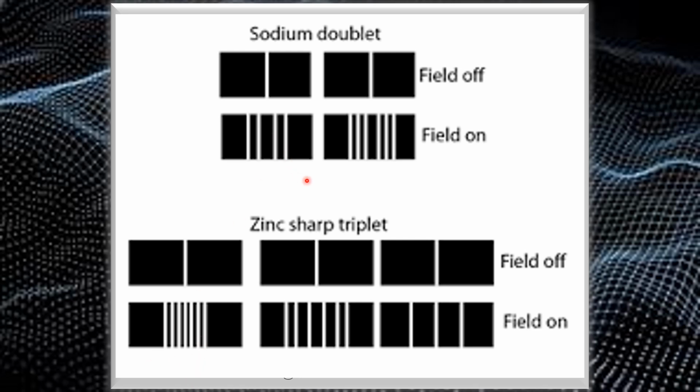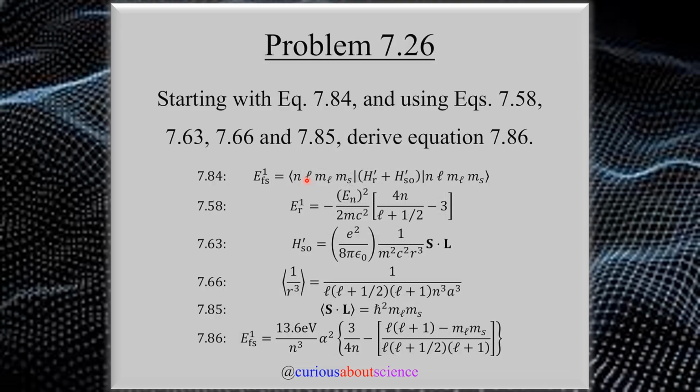So, how do these relate with the fine structure constant? Well, let's take a look. So, the problem that we have here today is starting with equation 7.84 and using equations that we see listed here, derive equation 7.86. All right, so that's a whole lot of nothing. So, let's see what these equations are.